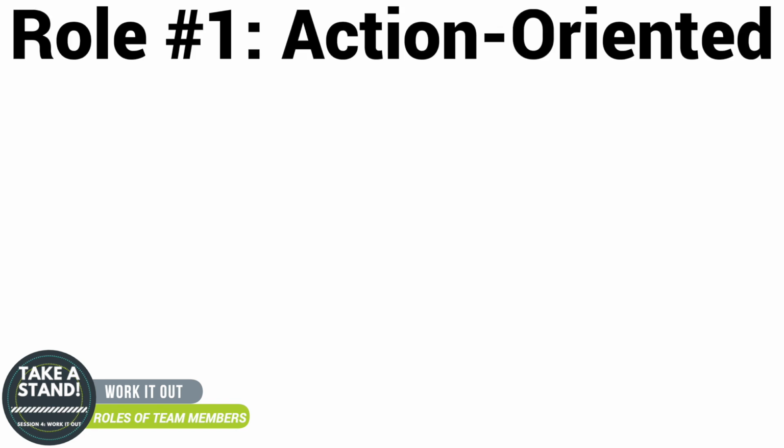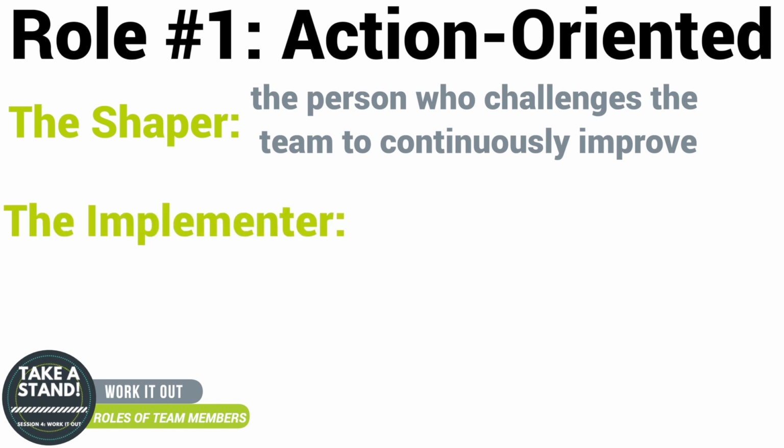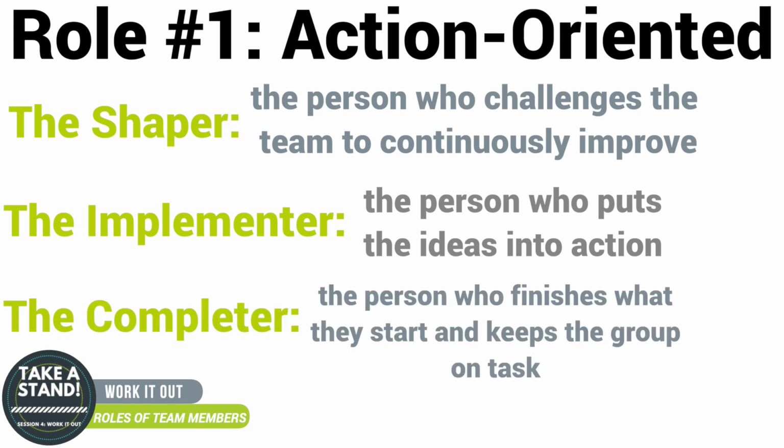The first role is an action-oriented role. Action-oriented individuals include the shaper, which is the person who challenges the team to continuously improve. We also have the implementer, who puts the ideas into action, or the completer, someone who finishes what they start and keeps the group on task.